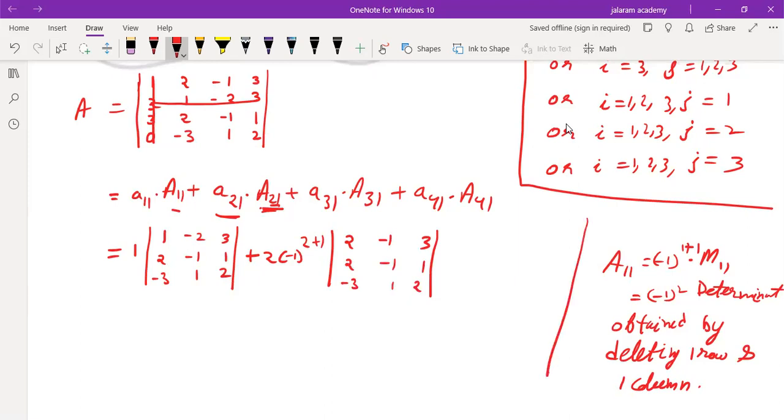Then we write the third element. This is only the rough work.